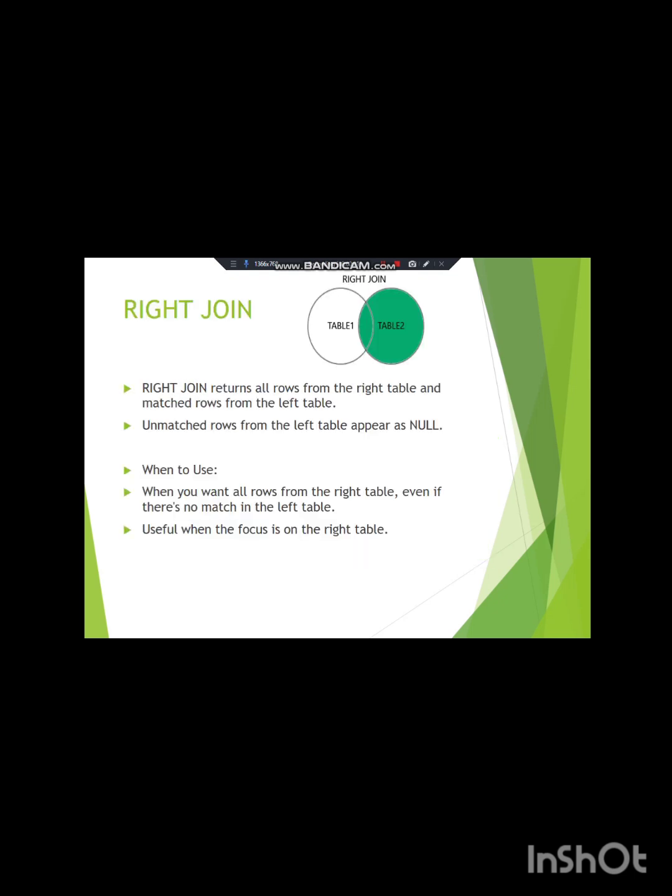What is right join? Right join returns all the rows of the table on the right side of the join and matching rows from the table on the left side of the join. When to use right join? When you want all the rows from the second table, even if they don't match the first table.